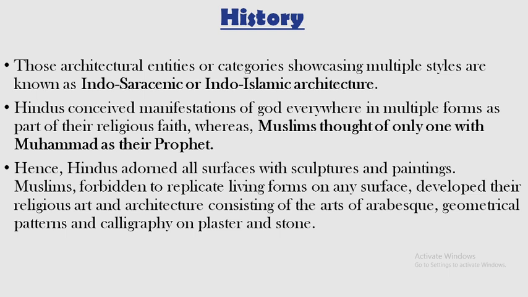The Hindus conceived manifestations of God everywhere in multiple forms as part of their religious faith, whereas Muslims thought of only one God, with Prophet Muhammad as their prophet. Hence, Hindus adorned all surfaces with sculptures and paintings. Muslims, forbidden to replicate living forms on any surface, developed religious art and architecture consisting of arabesque, geometrical patterns, and calligraphy on plaster and stone.